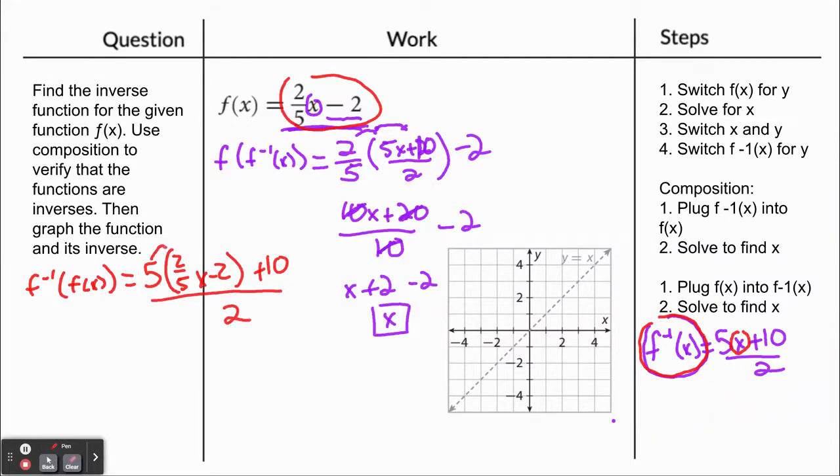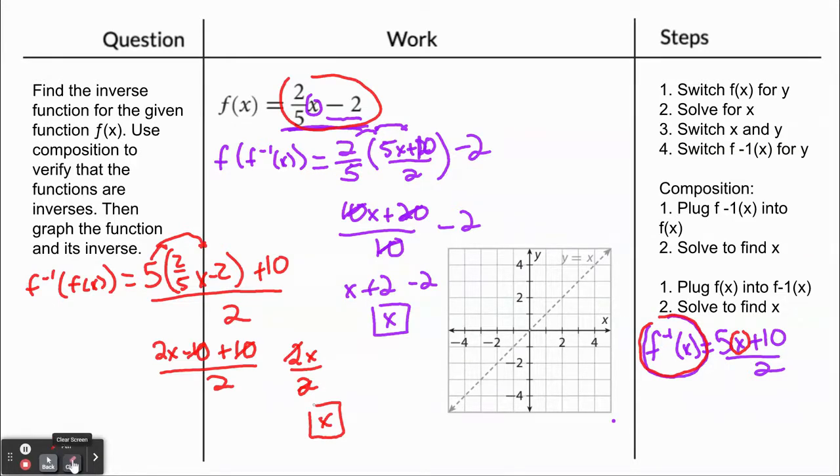So now I'm going to solve this. So I'm going to distribute this into here. That gives me 2x minus 10 plus 10, all over 2. Minus 10 plus 10 cancels out, leaves me with 2x/2. 2's cancel out and leave me with just x, which is what I was hoping for.